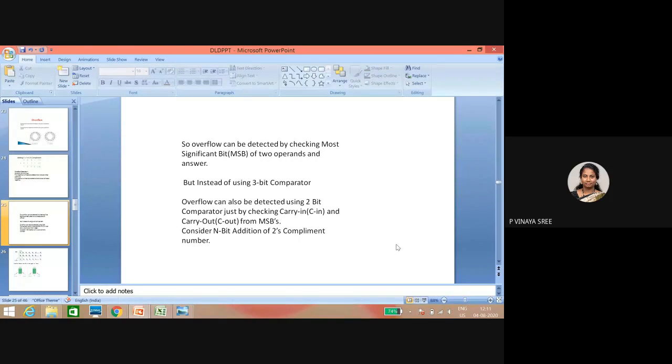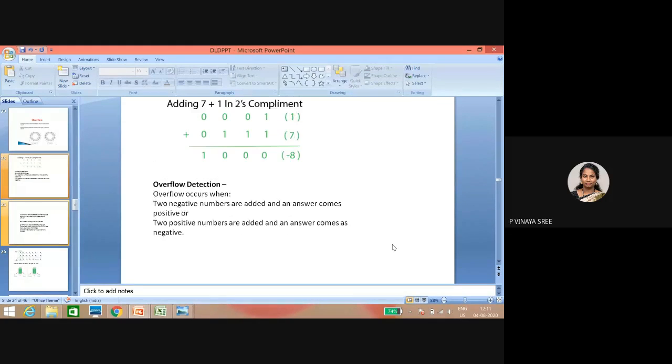How do we check, how do we know there is an overflow? We have to check the MSB part of the two operands. Here if it is 0, we know that it is positive. Here it is 0, we know that it is positive, but the result generated is negative. How do I know it is negative? Because there is a 1 in the MSB part.